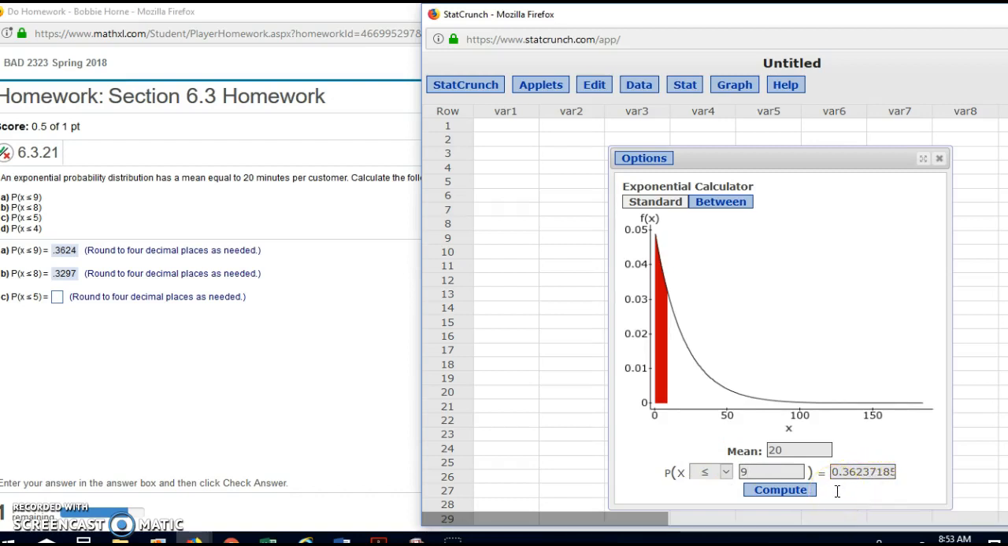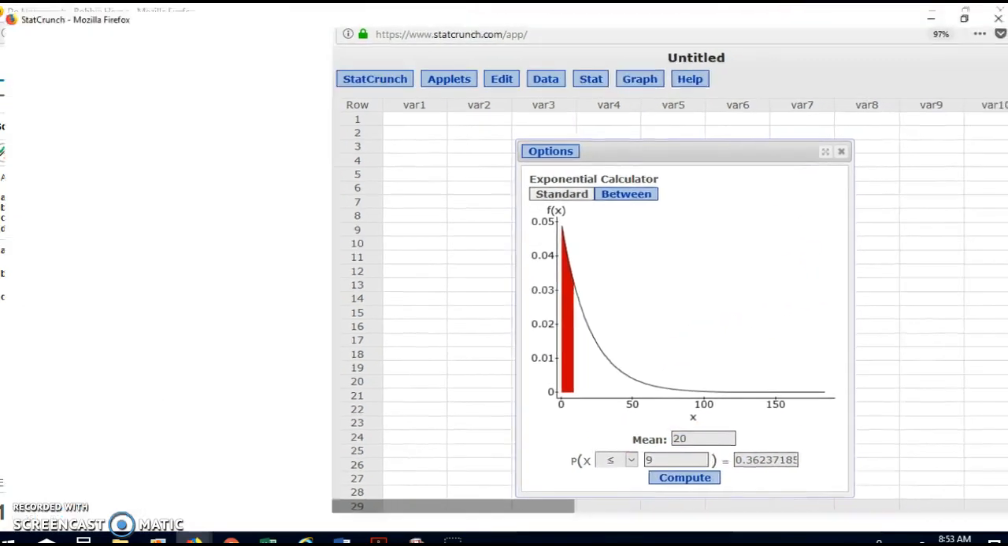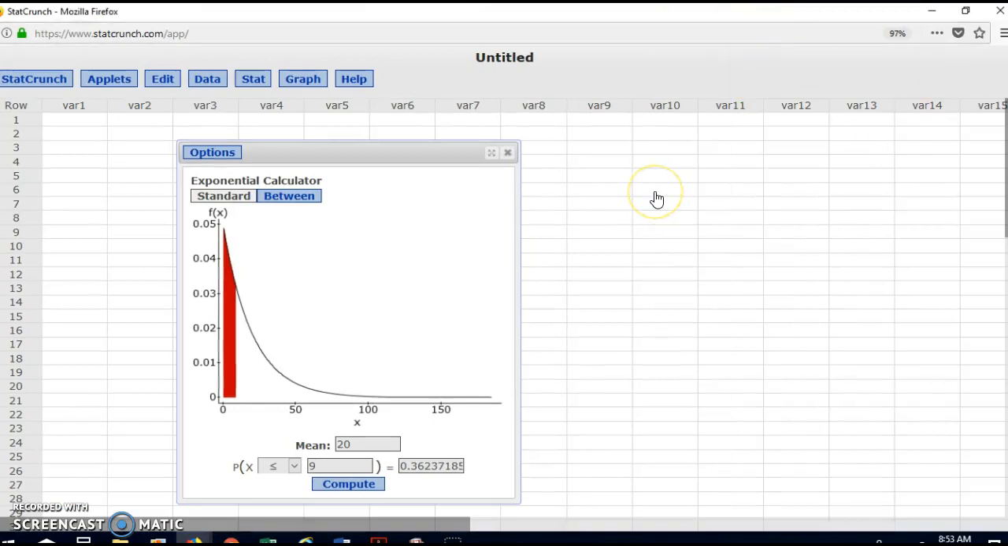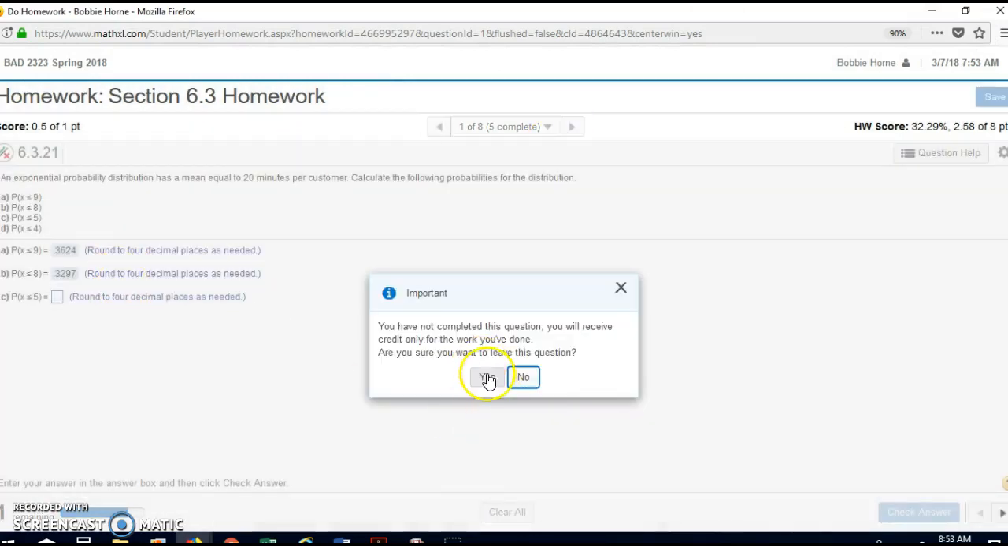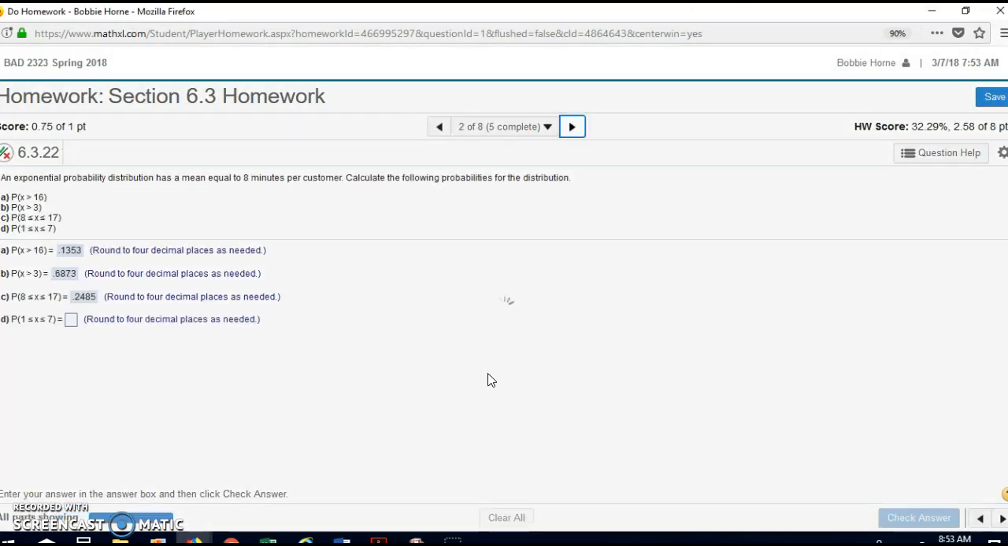Now, if you want to do it by hand, check it with this, that's a great idea. But for time purposes, you may run out of time trying to work every single one of them by hand. Okay, so that's how you work most of these homework problems. Same thing with this one. The mean is 8, and then you can put these in.